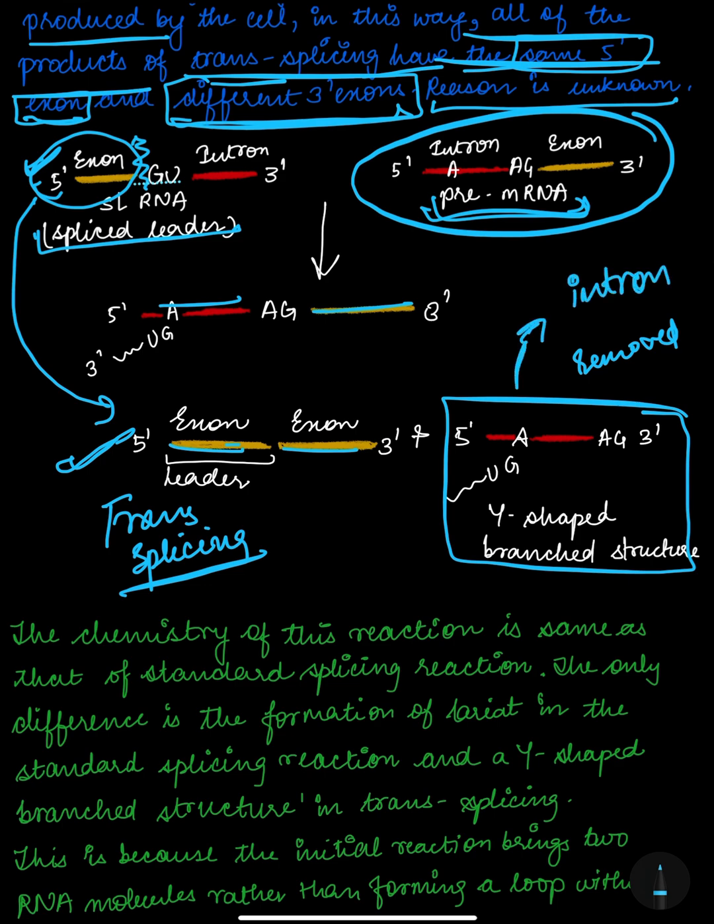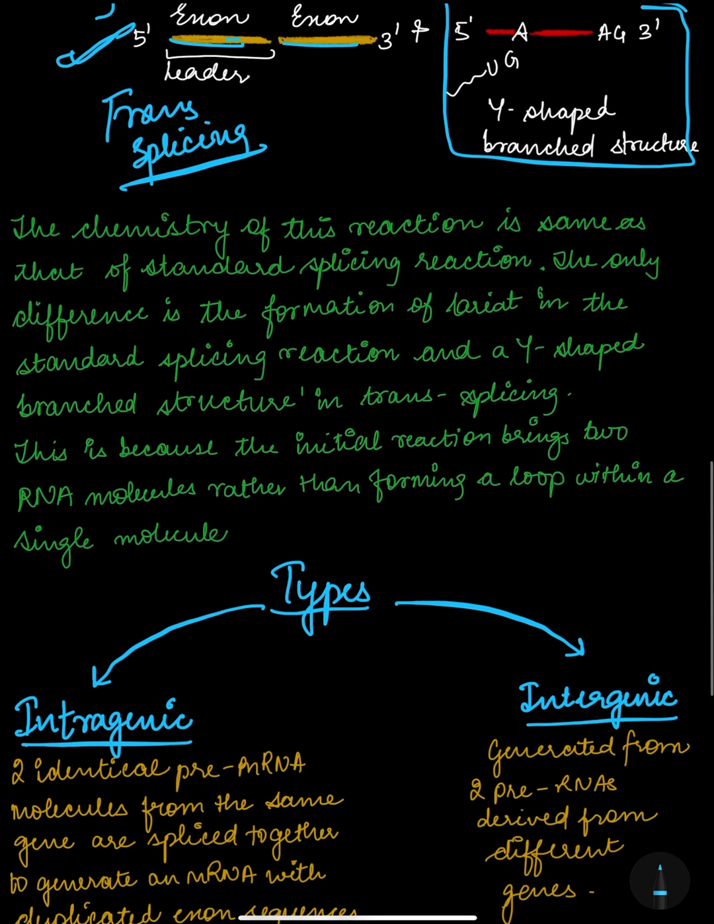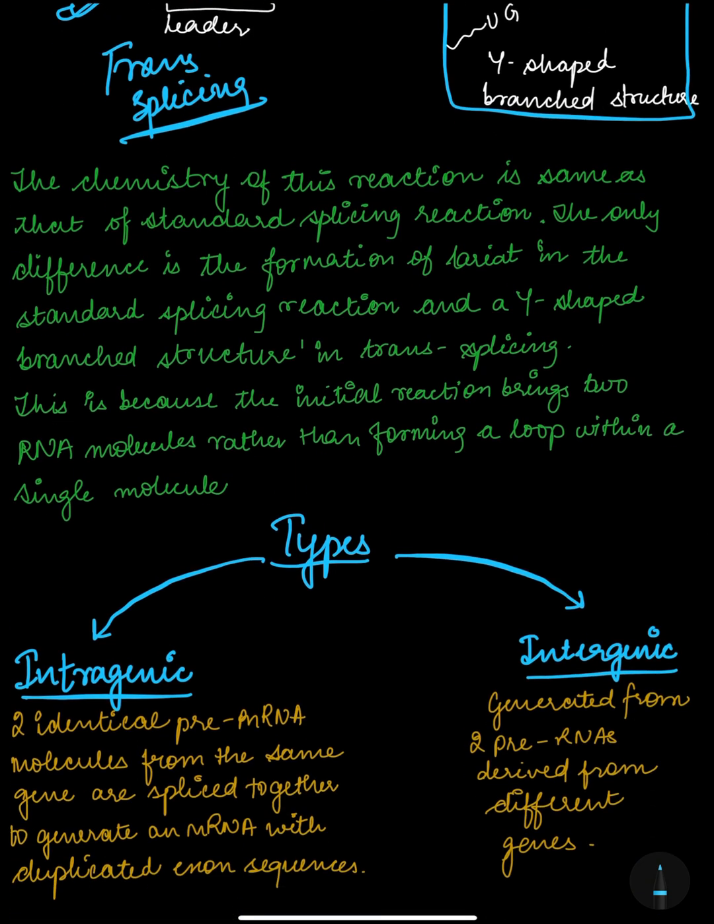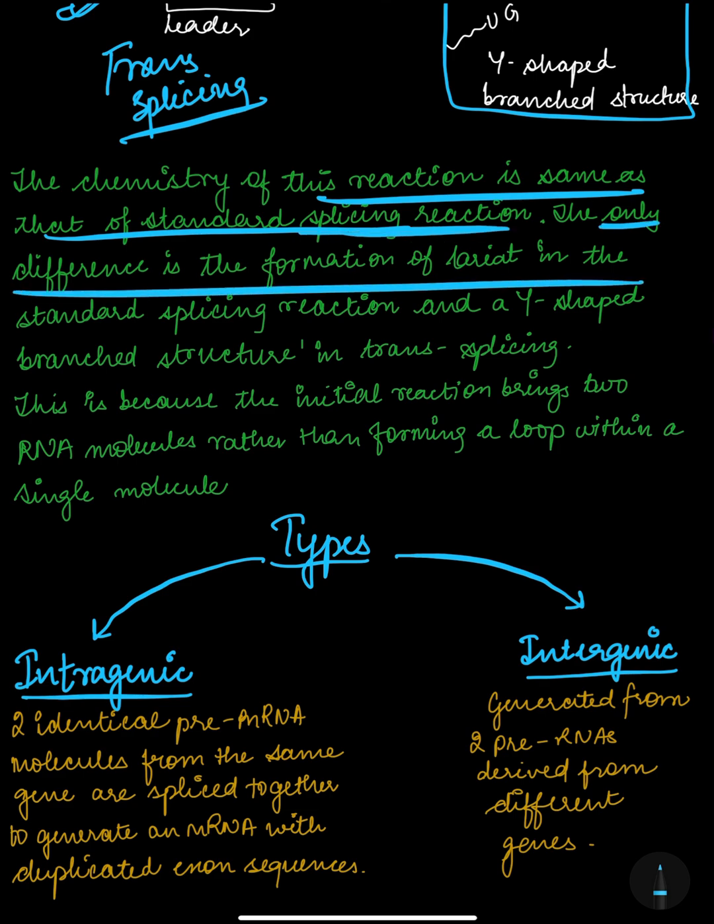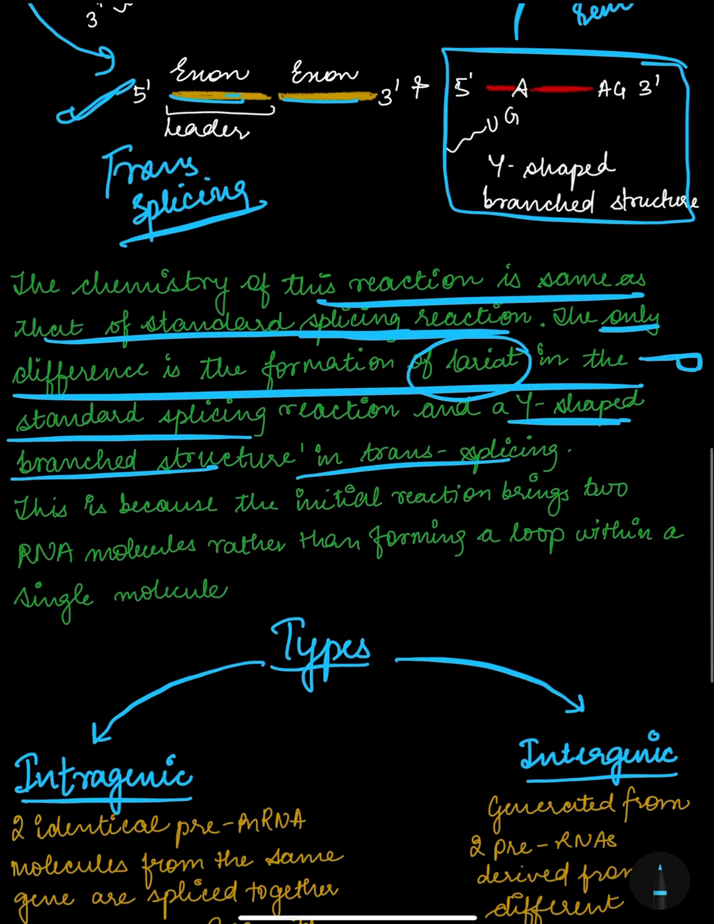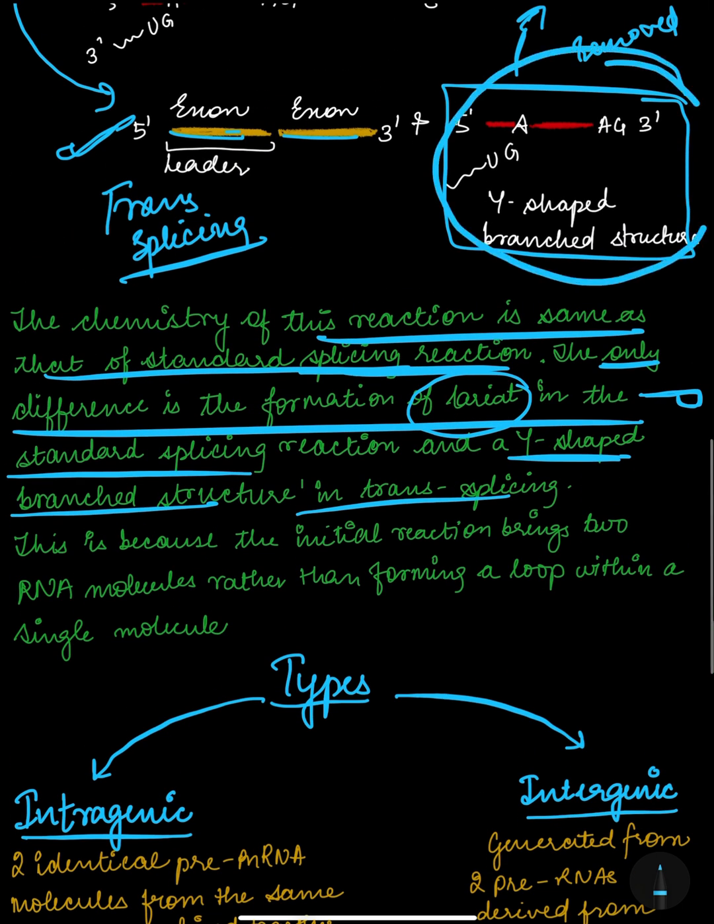Okay, I have already told you 5' end remains the same, so it got removed on its own. So the chemistry of this reaction is same as that of standard splicing reaction. We have to note this point that the only difference is in the formation of lariat. In standard splicing, we have seen lariat formation structure somewhat like this, right? It is formed during splicing, and a Y-shaped structure, branch structure, is formed in trans-splicing. We have seen this one, Y-shaped structure.